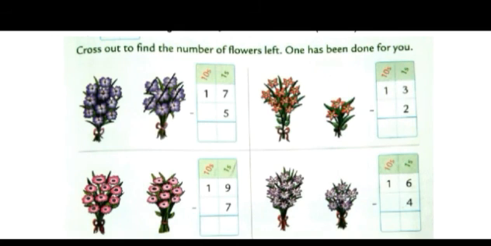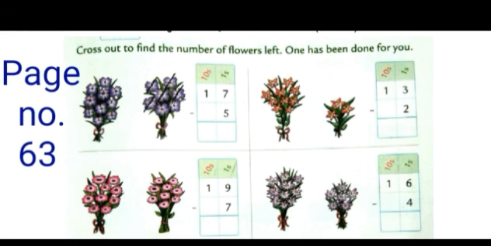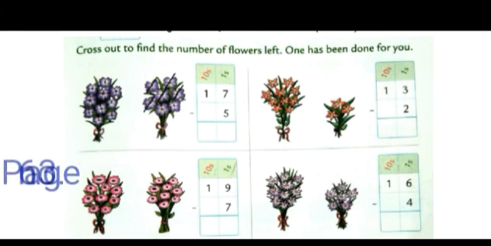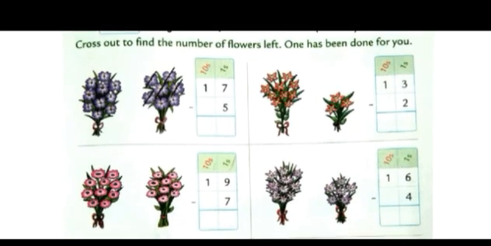Now scholars, we move on to the next page, page number 63. Cross out to find the numbers of flowers left. One has been done for you. See the first one? We have to subtract 5 from 17. Total 17 flowers are there and we have to cross out 5, which is already done. This is one way of crossing out the ones and then counting the remaining ones.